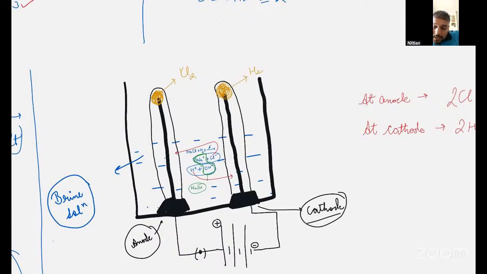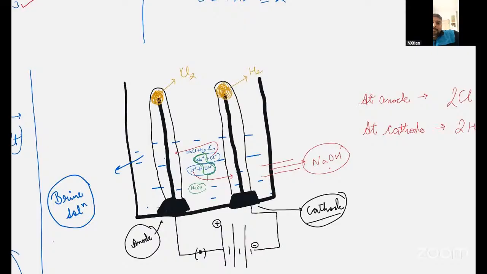And the NaOH, which is formed in this solution, we will extract it out from here. So we got NaOH, Cl2, and H2. Everyone got it? Yes or no?